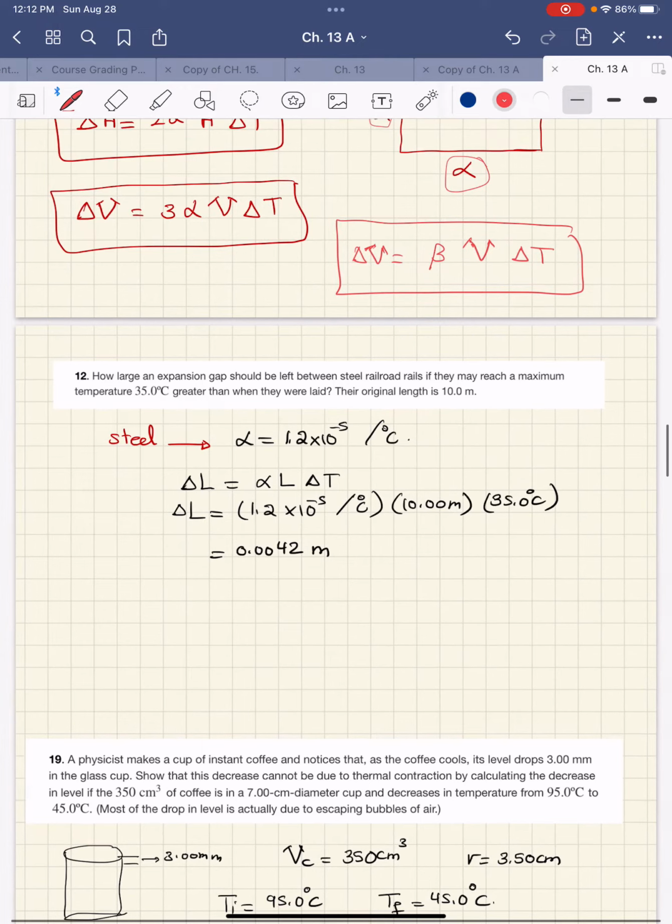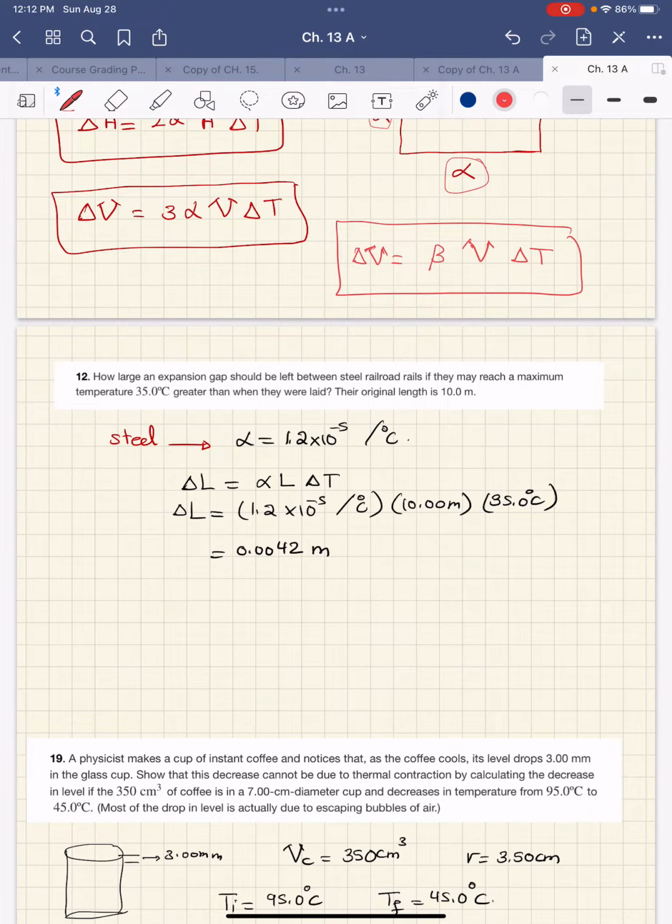Just to show you how we're going to use these: how large an expansion gap should be left between steel railroad rails if they may reach a maximum temperature of 35 degrees Celsius greater than when they were laid? The original length is 10 meters. And this problem is bringing to us so many applications that we can look around and see.